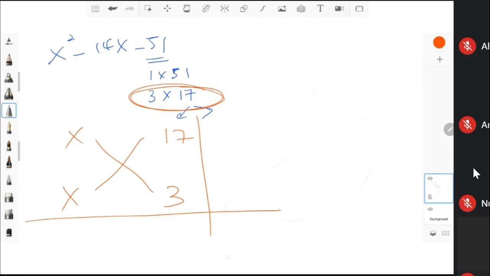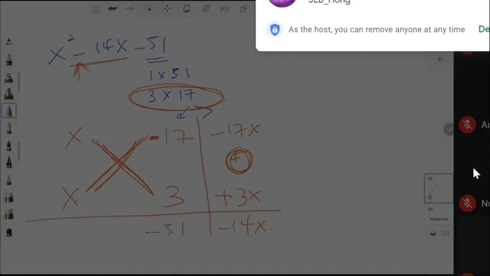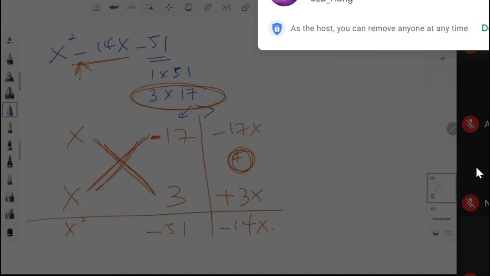Now, here is a negative value. So the bigger number must be negative so that when you cross multiply, it becomes negative 17x. Here becomes positive 3x. So this one must be added together. When added together it becomes negative 14x. Then you times. Okay, so when you have this, you double check, is it correct? Yes, yes, yes. So the way you do factorization will be x minus 17, x plus 3.